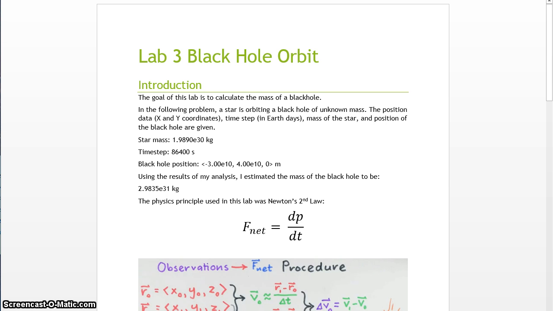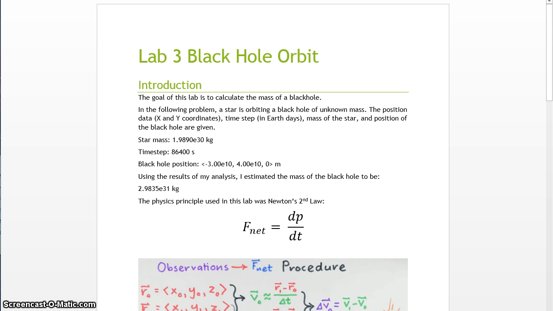The goal of this lab is to calculate the mass of a black hole. In the following problem, a star is orbiting a black hole of unknown mass. The position data, x and y coordinates, time step in Earth days, mass of the star, and position of the black hole are given. Using the results of my analysis, I estimated the mass of the black hole to be 2.9835 e to the 31 kilograms.